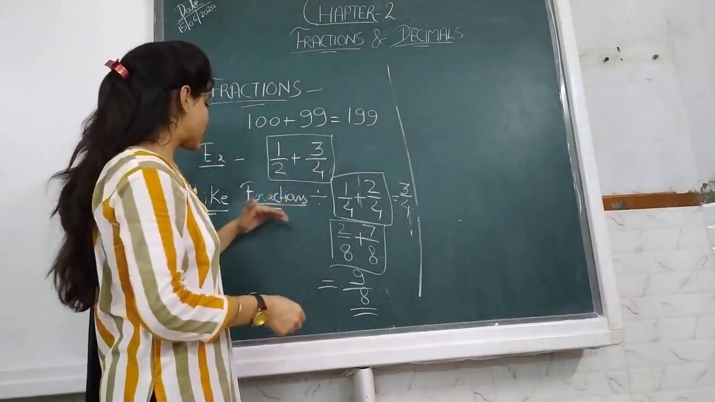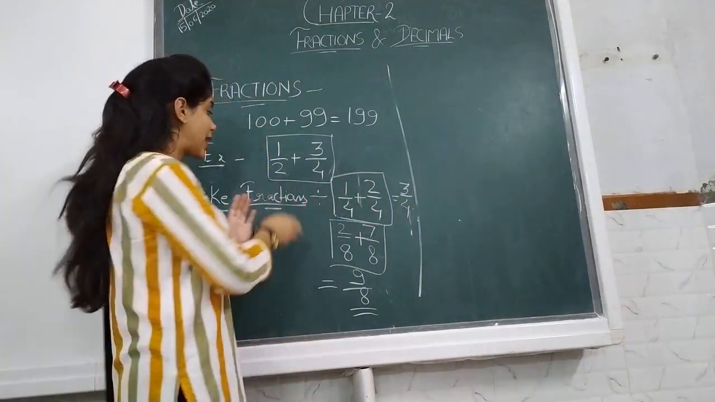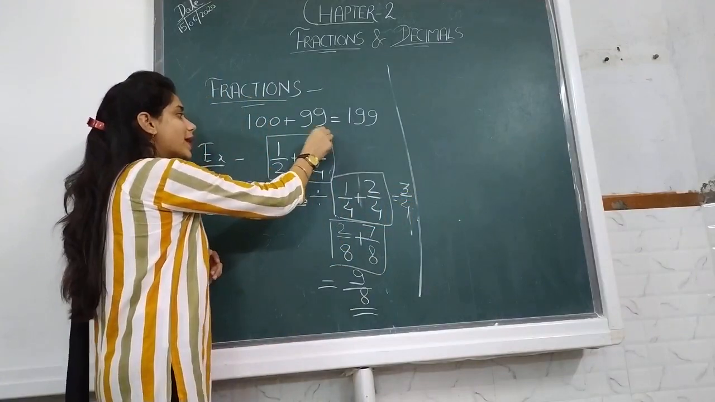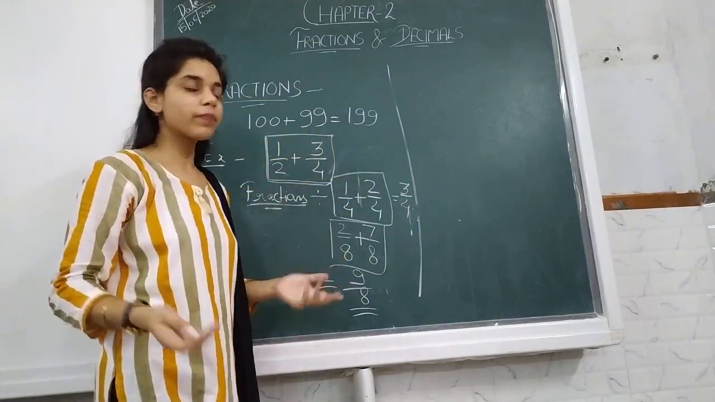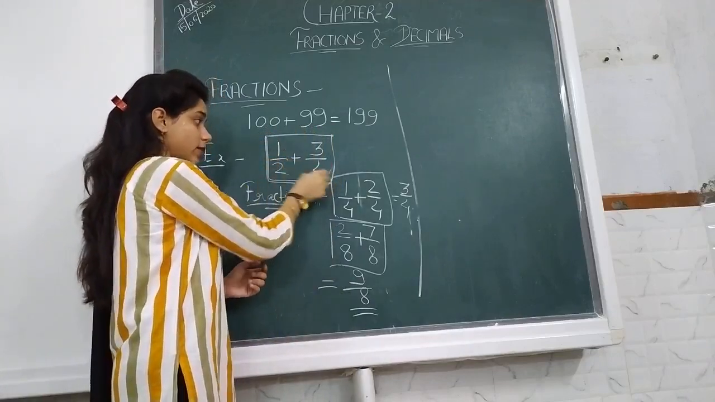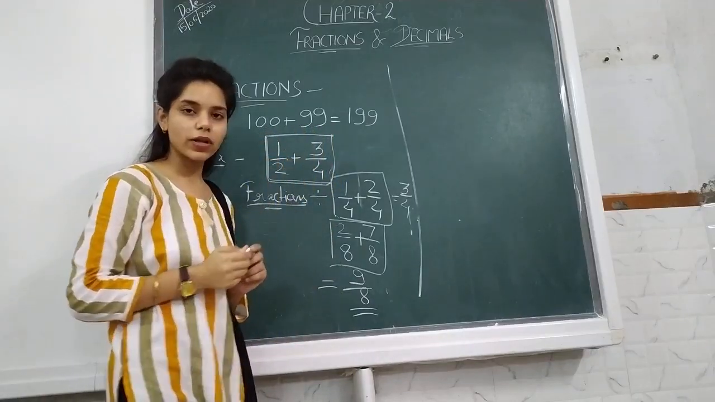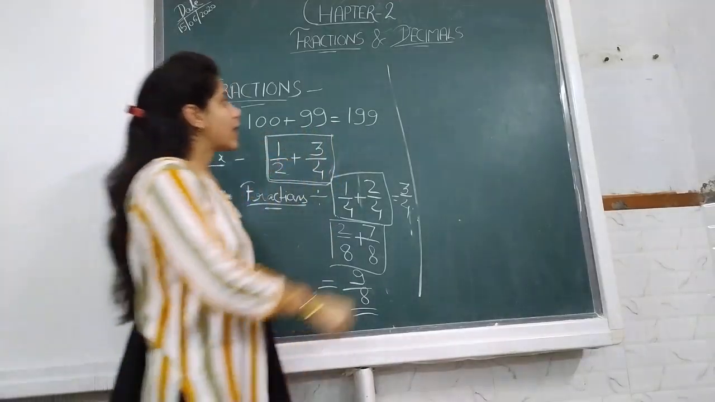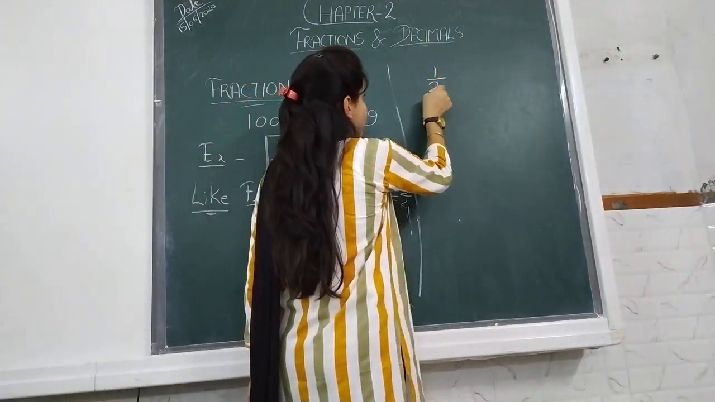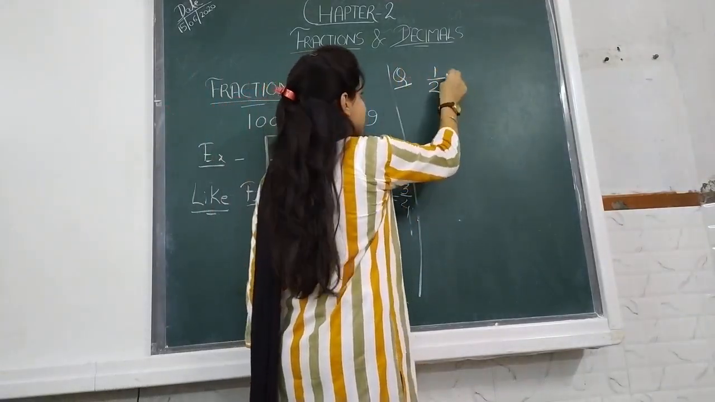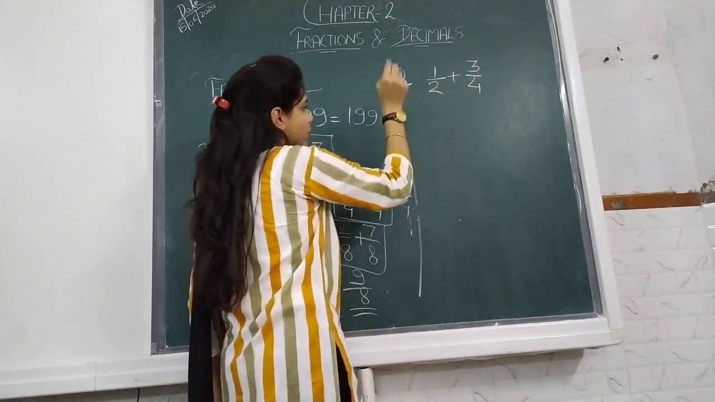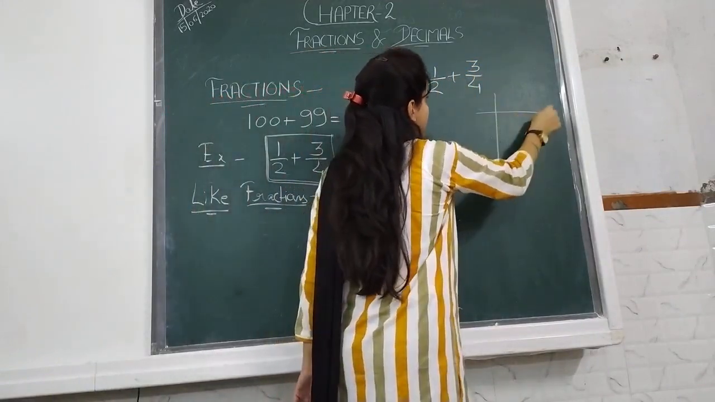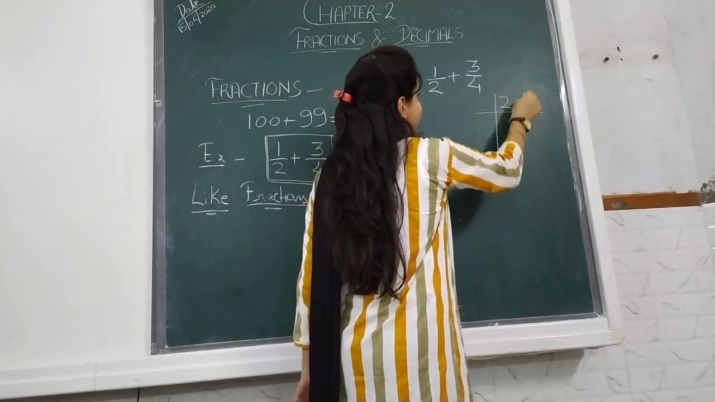So it will be easy for us to add like fractions. To make like fractions, what will we have to do? We will have to take the LCM. Got it? So 1 by 2 plus 3 by 4. To make the LCM of this, we will make it into like fractions.